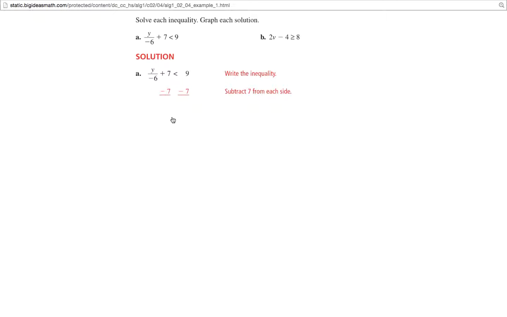9 minus 7 is 2 over here. So we have y divided by -6 is less than 2. You get rid of divided by -6 by multiplying by -6. There should be a siren going off in your head that anytime you multiply or divide by a negative, you've got to make sure you flip that sign. So I did, and I ended up solving it: y is greater than -12.